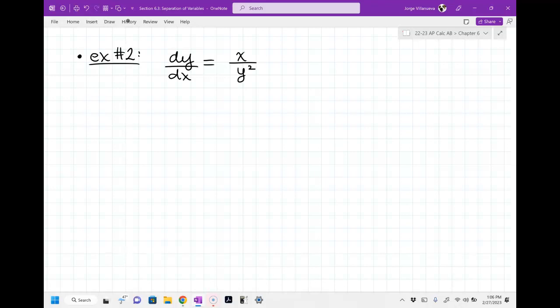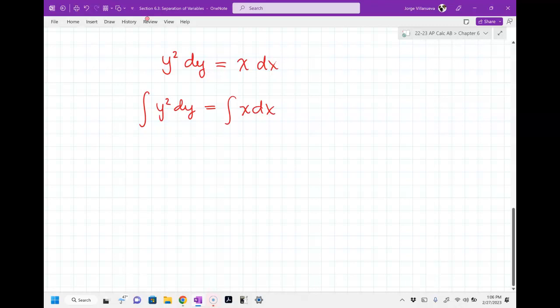So in this case, I'm going to cross multiply. So I get y squared dy equal to x dx. All right, so there's my separation of variables. Now I'm going to go ahead and integrate y squared dy equal to x dx. All right, and just integrate this. So you guys should know those steps for integration. So that's y to the third over 3 equal to x squared over 2. And I'm going to put the plus c over here.